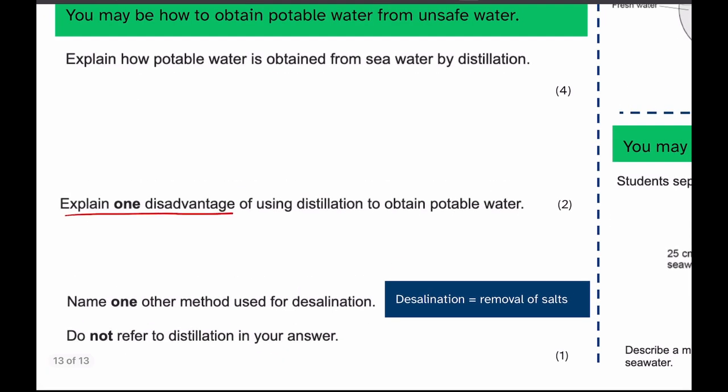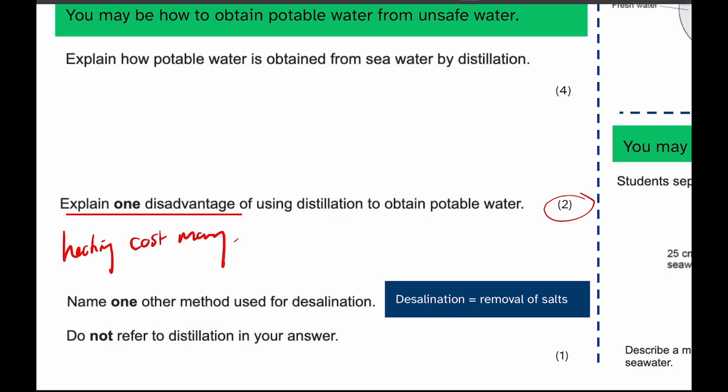This one's interesting, and they like to link this to the section here about sustainability. One disadvantage of using distillation to obtain potable water, you're going to have to heat it. So heating costs money. So it's worth 2 marks, so you're going to have to explain. So you'd say a disadvantage is that it costs lots of money. The reason why is because in order to distill the water, you have to heat the water to evaporate it. That's why it costs money.